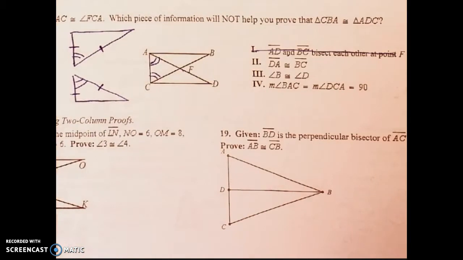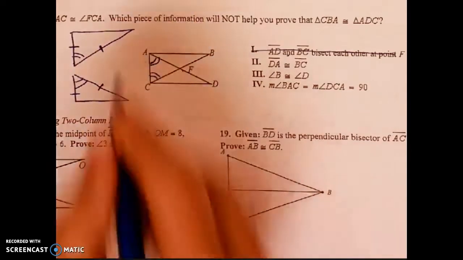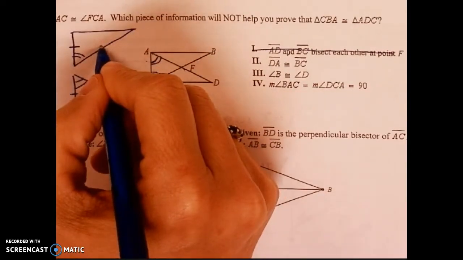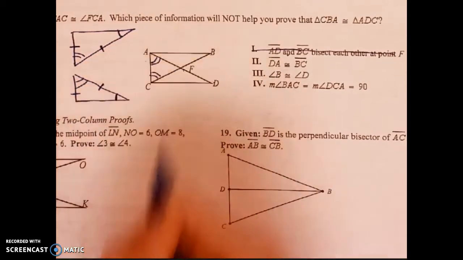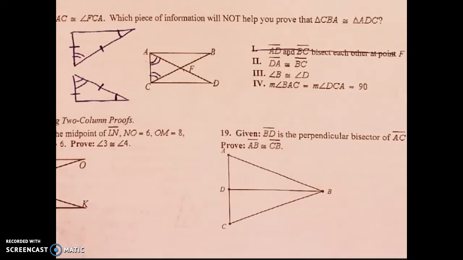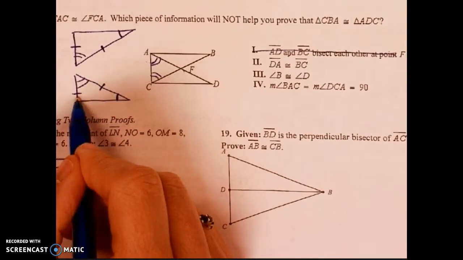Let's go on to the next pair. Angle B is congruent to angle D. So I have to pretend that part wasn't there, unfortunately. I have this angle here and this angle there. That would work because I would have angle, angle, side.